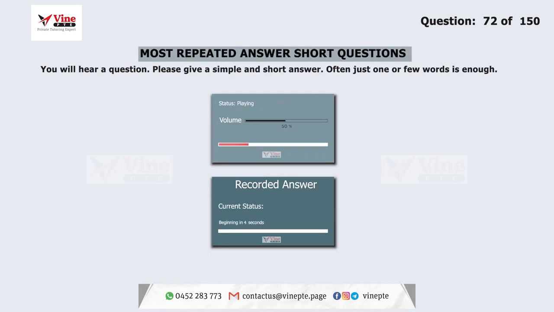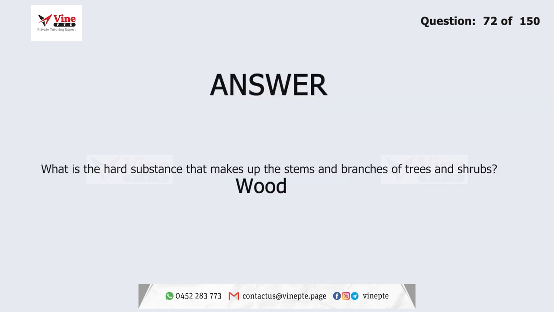What is the hard substance that makes up the stems and branches of trees and shrubs? Wood.